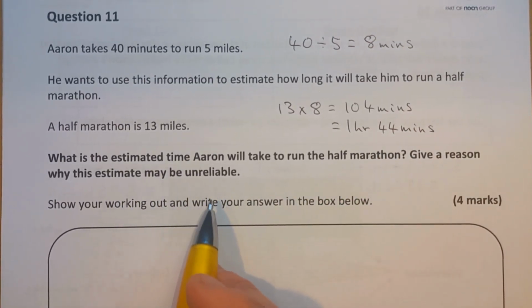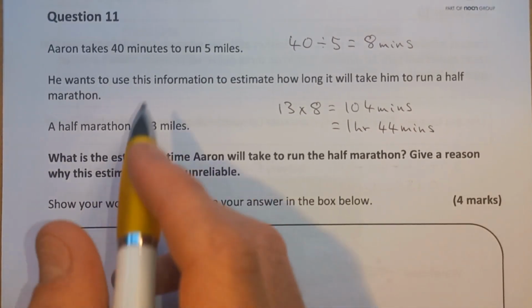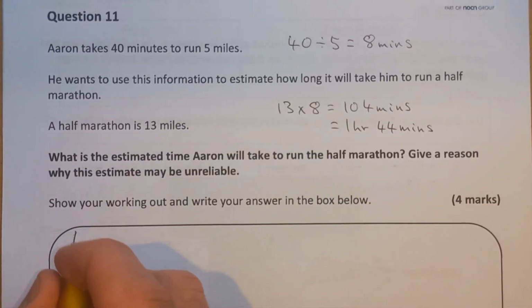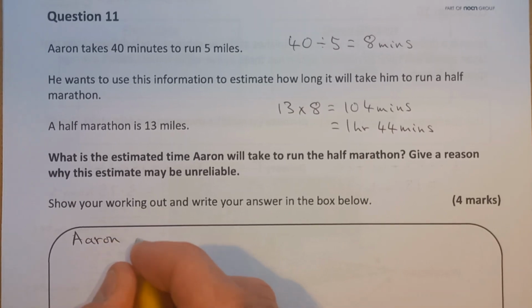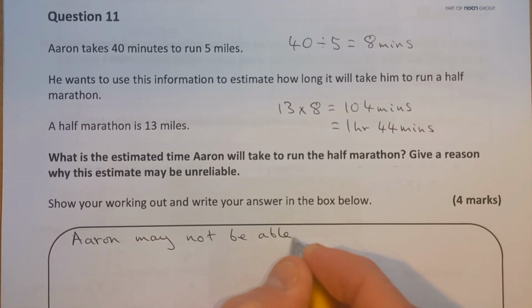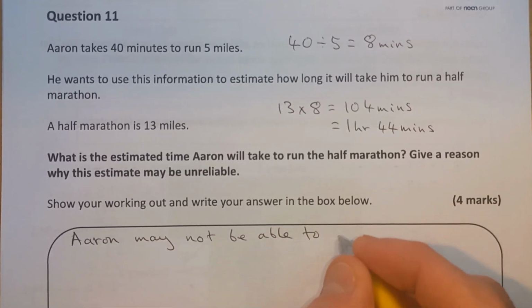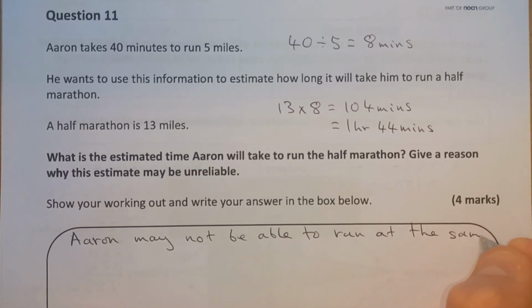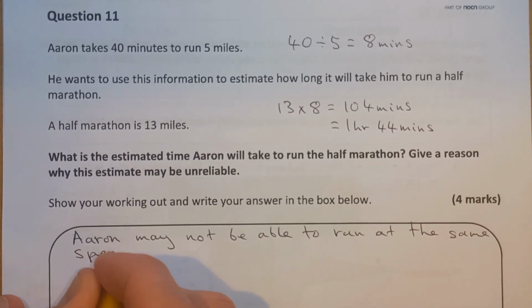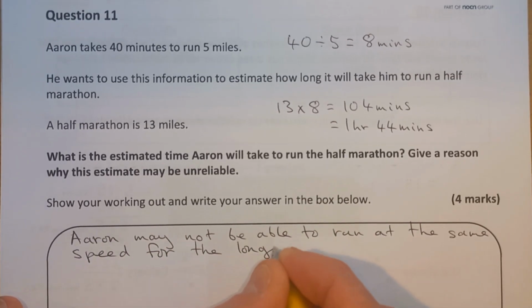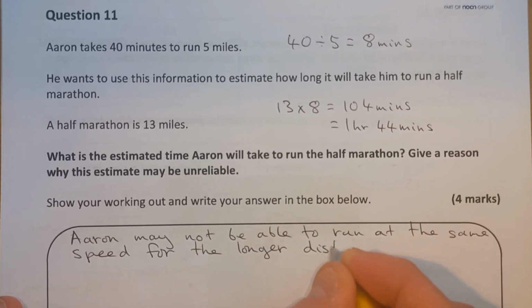Give a reason why this estimate may be unreliable. Well, he did that for 5 miles. 13 miles is a lot longer, so Aaron may not be able to run at the same speed for the longer distance.